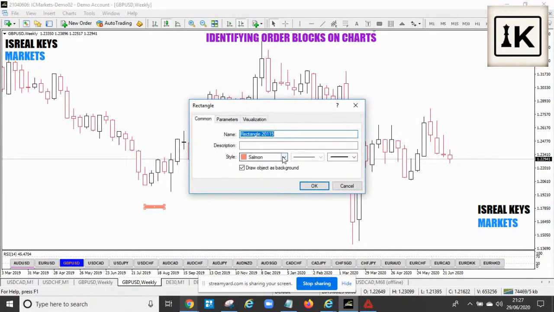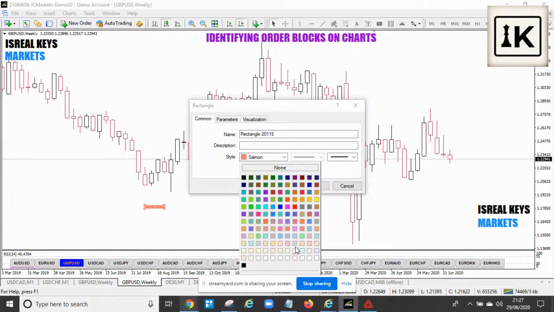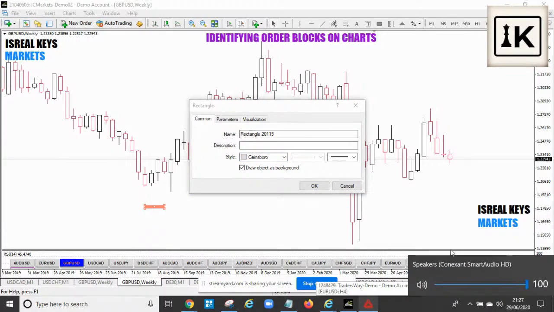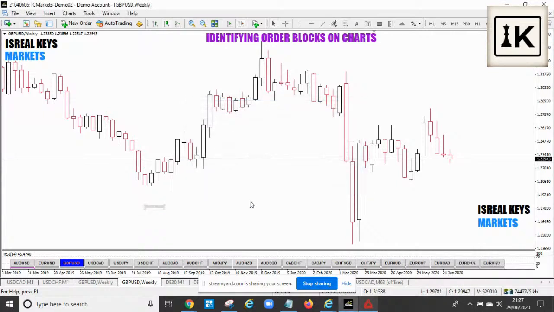I'm going to change this color to something nicer that we can see. Let me increase my volume. I hope I'm clear now. So now we see price rallying from this point going up.